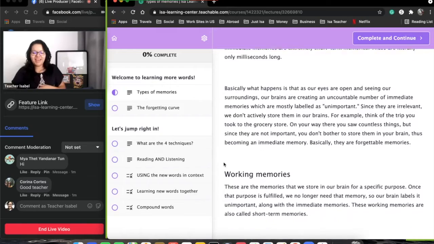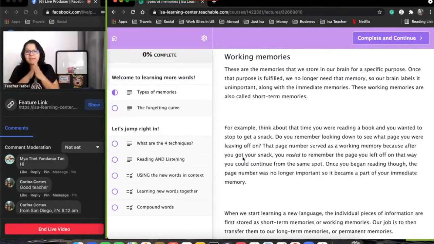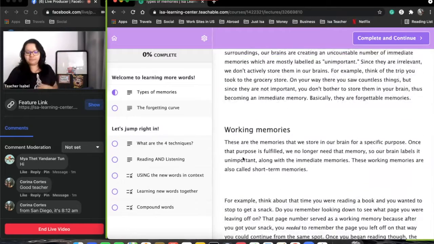All right, let's go on to the working memories. The working memories are also known as short term memories. These are memories that we store in our brain for a specific purpose. So there's a specific reason that we need these memories, right? What ends up happening is that once that purpose is fulfilled, so once we have achieved that goal or that reason that we needed that memory for, we no longer need it, and then it becomes immediate memory or forgettable, right? We just forget it.